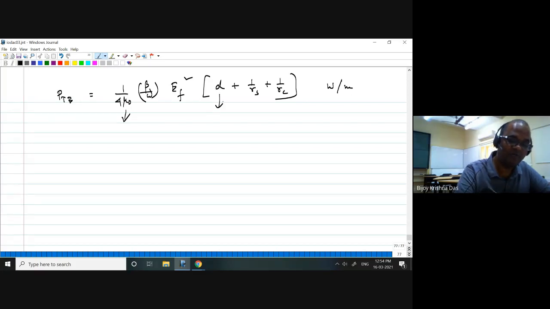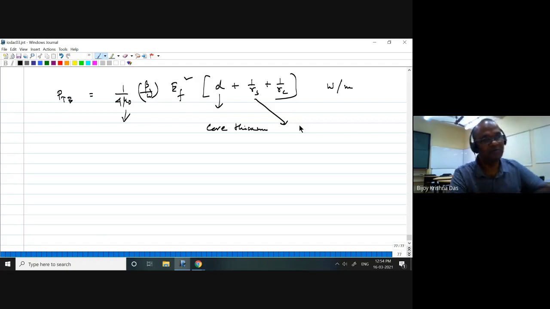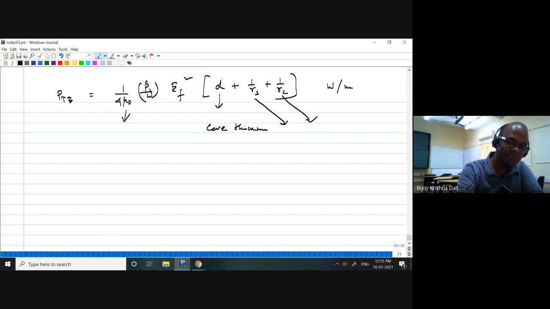What is this d? Core thickness. What is this gamma s? 1 by gamma s, you know what that is? Mode penetration depth in the substrate. Mode penetration depth in the cover. Right? So these three things we consider as D effective.